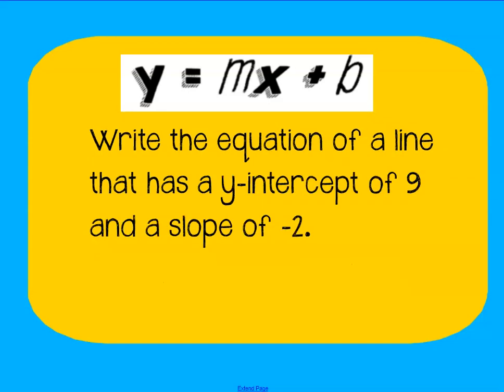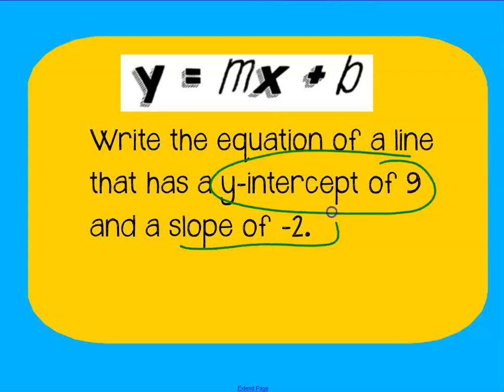All right, how about this one? Do you think you could write this equation? Did you notice what I did there? Write the equation of a line that has a y-intercept of 9 and a slope of -2. I reversed my sentence. I wrote my y-intercept first and my slope second. So hopefully you caught that.